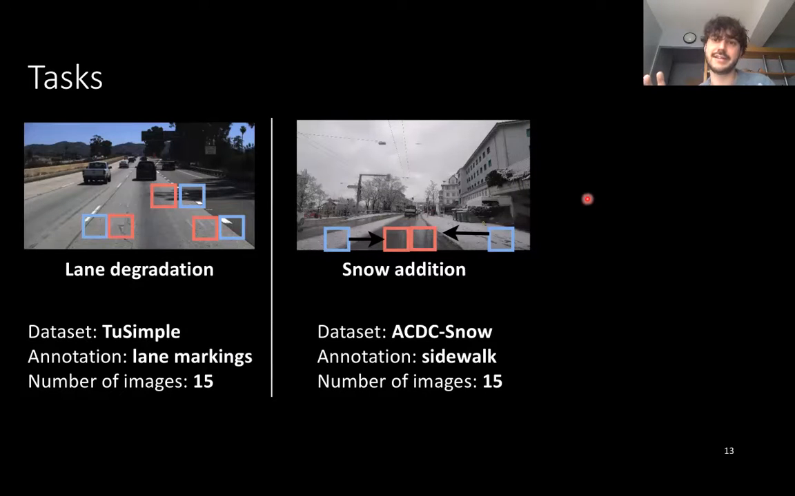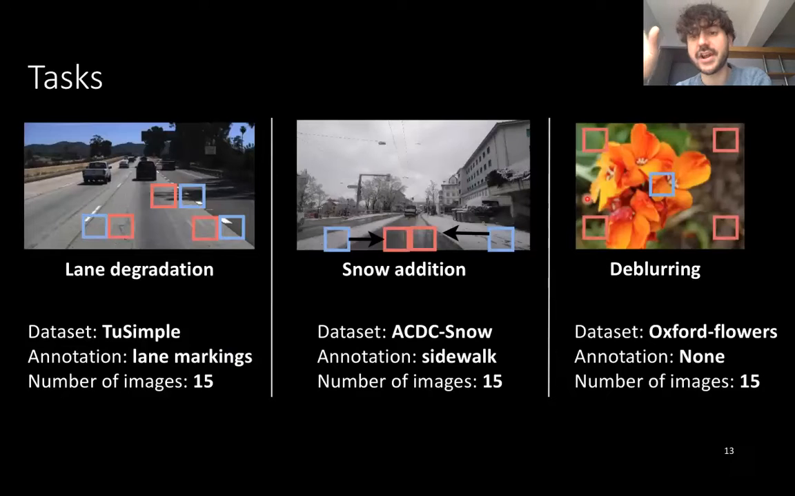Again, the reasoning is that we have sidewalks in snowy scenarios which are not cleaned because cars are not passing on them. So on sidewalks, we will presumably find the snow. Instead, on the road, cars are melting the snow. So at the end, we will have some kind of snow and non-snow pair that we can exploit in order to generate snow on the road in unseen scenarios. For this, we use the ACDC snow subset, which is a recently released dataset, and the sidewalk and road annotation, again with 15 images.